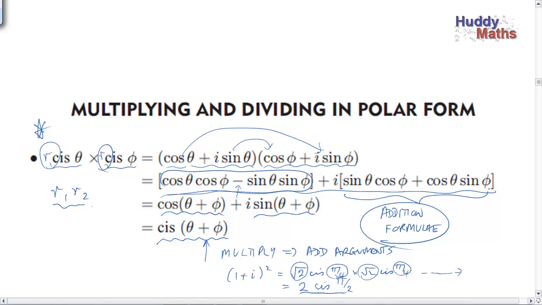We're going to come back and look at that. But we wanted really to look at the beauty of this. Multiplying complex numbers in polar form, you add the arguments. Oh, we better look at the geometry of that. That's going to be interesting.